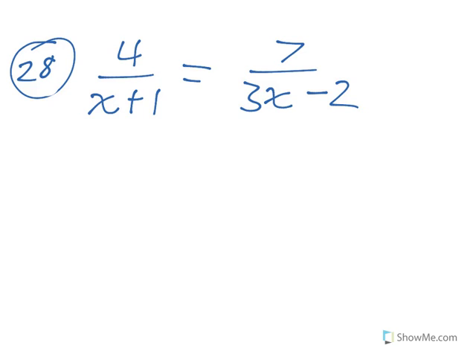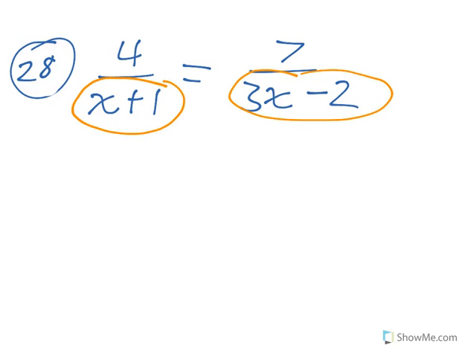Okay, we have 2 more problems. This is a bit repetitive like the last one. Here are our denominators. They are x plus 1 and 3x minus 2. They are not the same, so we have to find the common factor. Obviously we just take those and multiply them together.